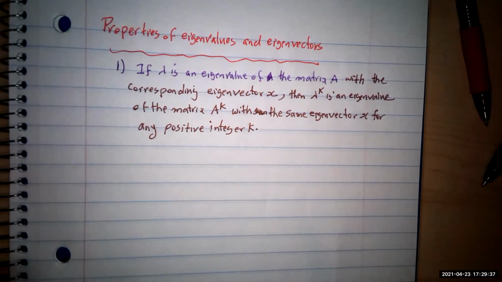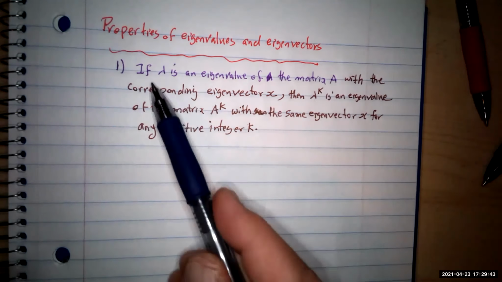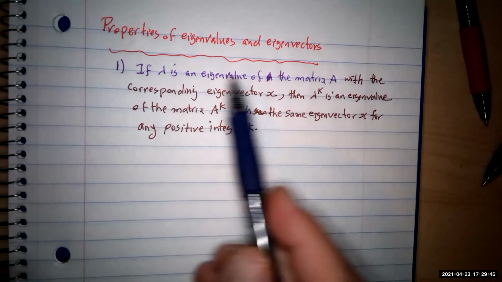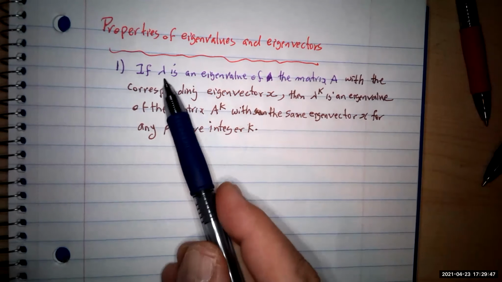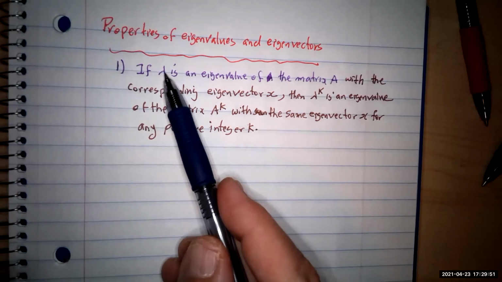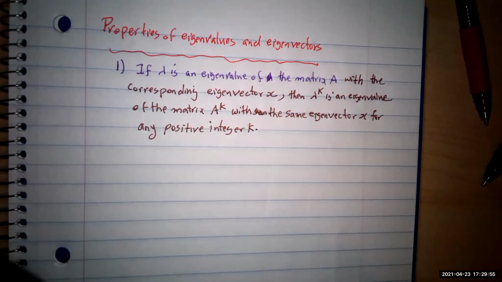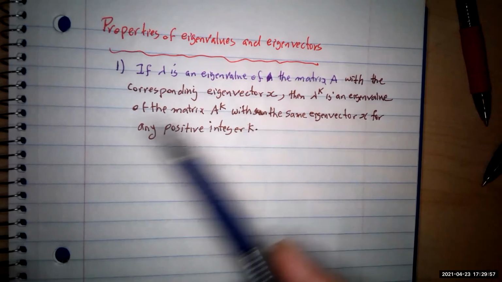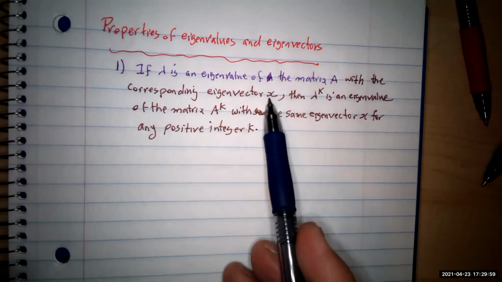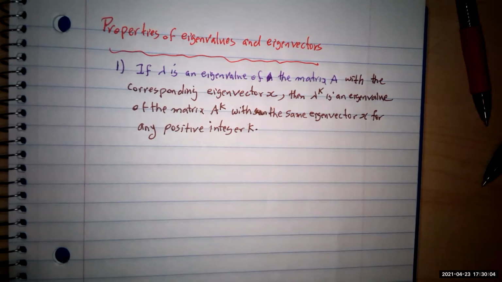So if lambda is an eigenvalue of a matrix A with the eigenvector x, lambda squared is going to be an eigenvalue of A squared. Lambda to the third for A cubed. So in general, lambda to the k is going to be an eigenvalue of A to the k. An interesting point is with the same eigenvectors. So the eigenvectors won't change, but you are going to get the powers of the lambda, okay?